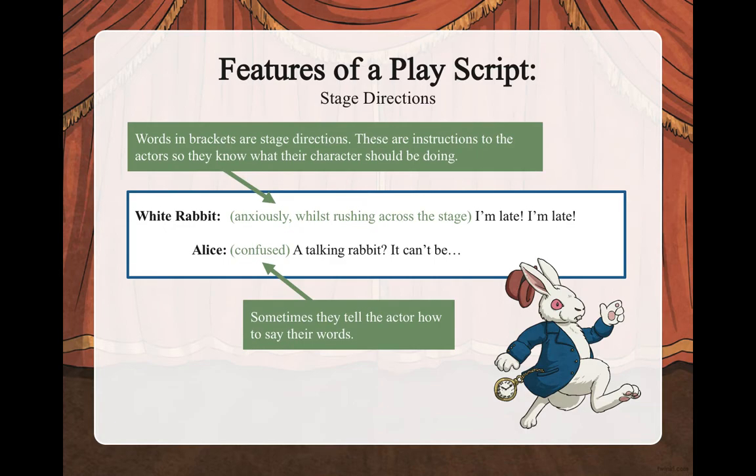So sometimes they tell the actor how to say their words. So Alice needs to know what emotional state the character is in. So confused in brackets gives her a very clear idea of how she needs to act and show the emotion of that particular character. Now the actors don't say the stage directions. Obviously Alice does not walk on the stage and go confused and then say her lines. She has that as what we call a cue. Alice knows she has to portray looking and acting confused.